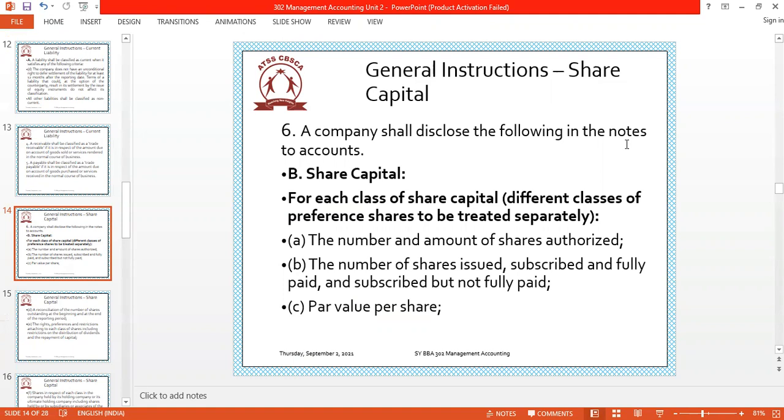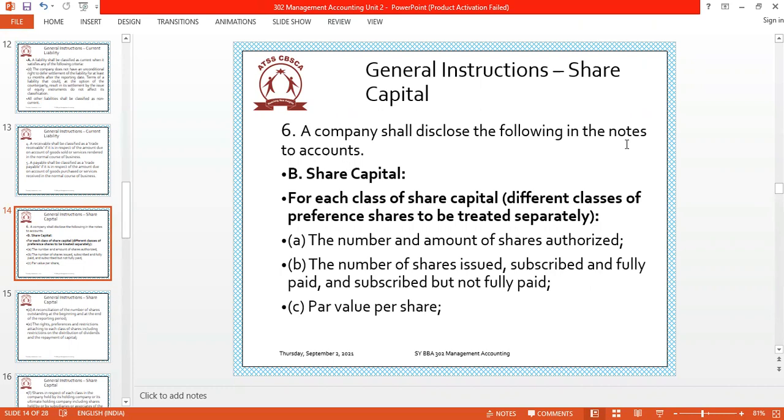Okay. The first item while we are preparing the balance sheet is share capital. In share capital, first is the details for each class of shares. Each class of shares means we have to prepare separately for equity and separately for preferred shares. Then number one is the authorized capital.